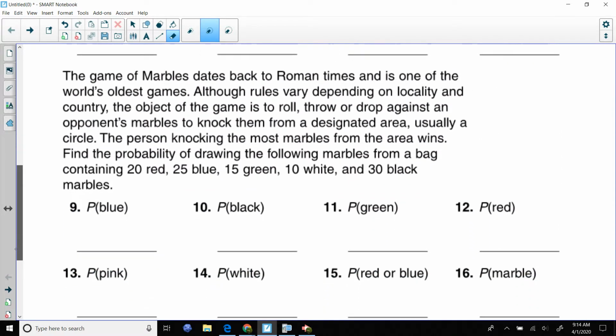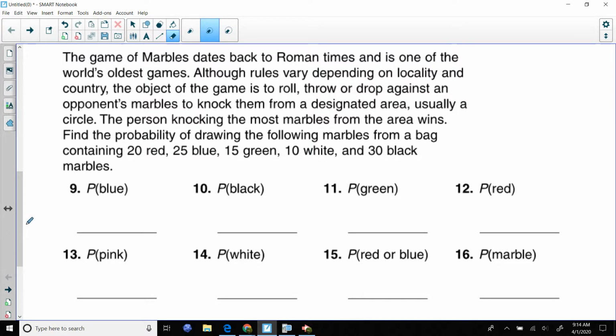If we scroll down, we do basically the same thing, but this time we're doing marbles. Find the probability of drawing the following marbles from a bag containing 20 red, 25 blue, 15 green, 18 white, and 30 black. So with those five numbers, you can find the probability of blue, probability of black, probability of green, probability of red. Here they're giving you a red or a blue, which means you could have either one.